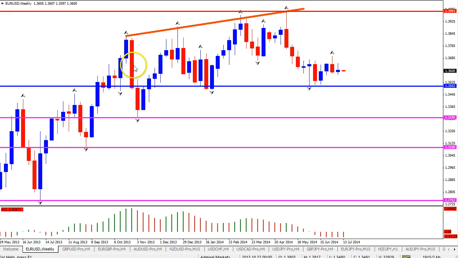First thing on the list is this euro dollar. This is the weekly chart. And we can see last week was more or less a small bullish candle, but a pretty big wick on top. Doesn't say much at the moment.